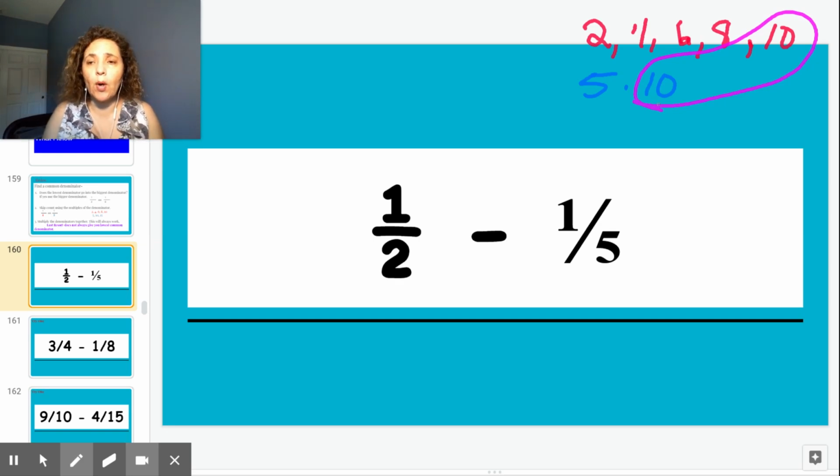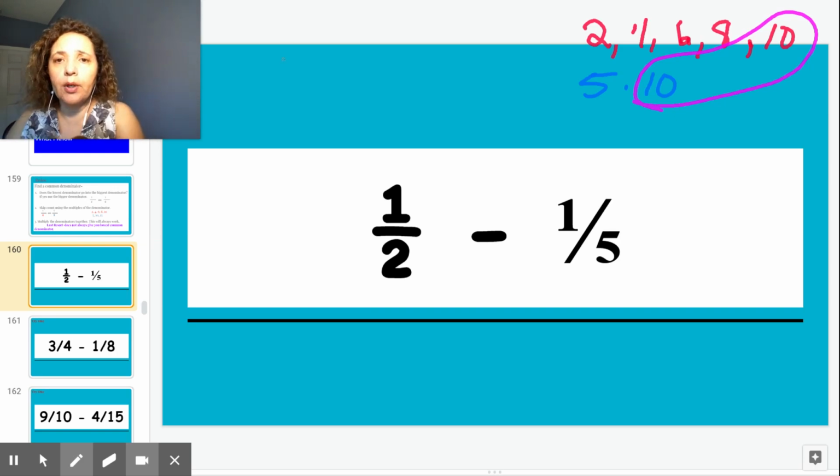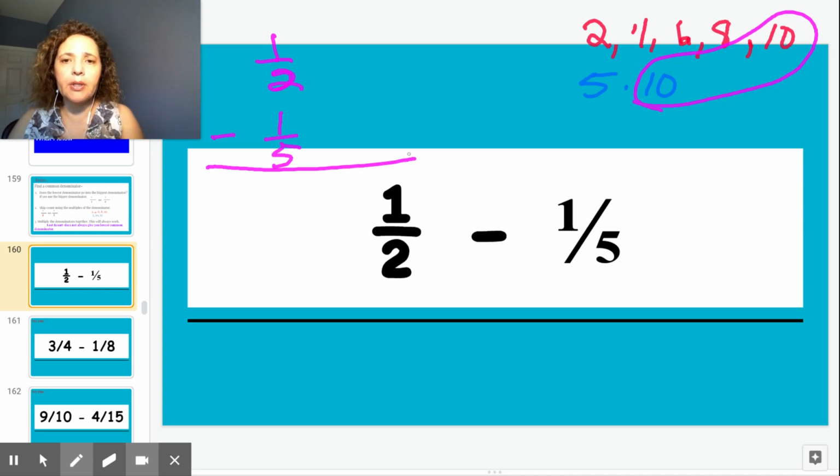So now I can just rewrite this vertically because it's going to be much easier. I'm going to rewrite 1/2 minus 1/5. All right, and then I'm going to solve. So my common denominator is 10. And now I'm going to say 5 goes into 10 how many times? 2 times, right? 1, 2. So I'm going to multiply the bottom by 2. So if I multiply the bottom by 2, I've got to multiply the top by 2.